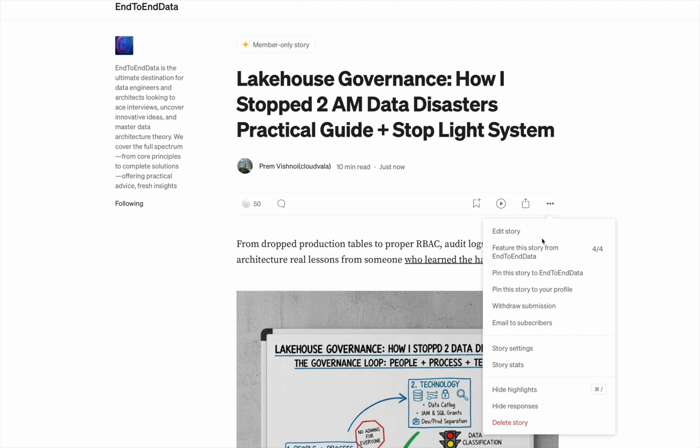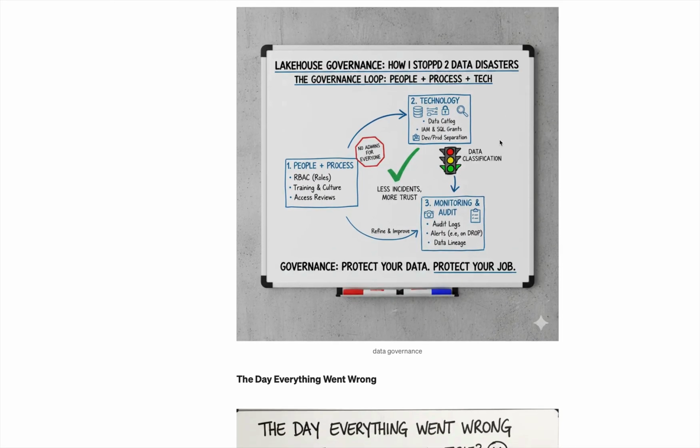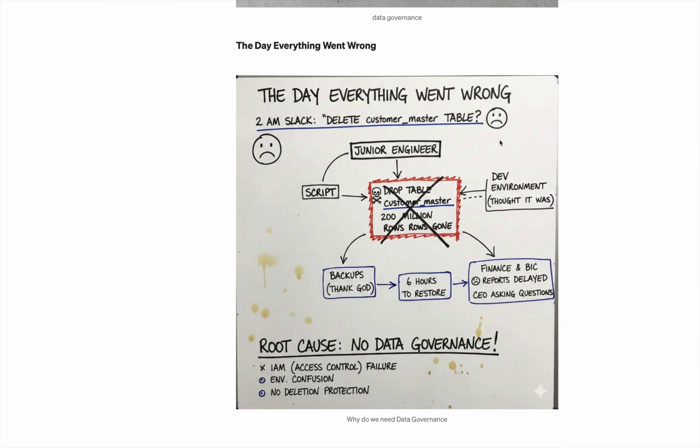So this is an example of how I made a stop at 2 a.m. This is a practical guide with some examples of how to solve it. So let's talk about data governance, right? What is the problem we are facing?